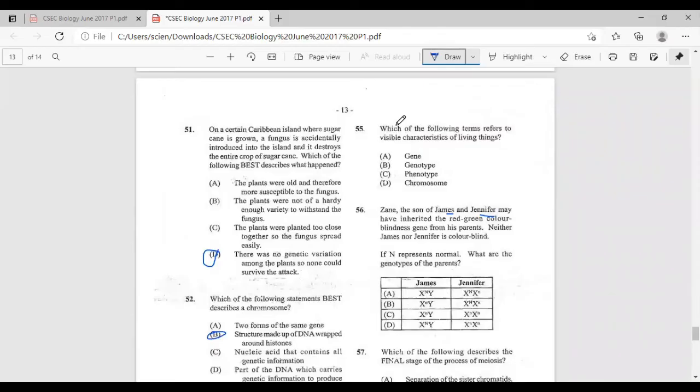Question 55. Which of the following terms refer to visible characteristics of living things? So we have A, gene, B, genotype, C, phenotype, D, chromosome. So the answer is definitely phenotype.